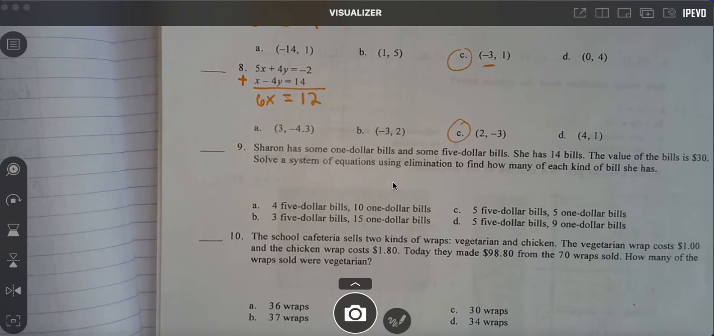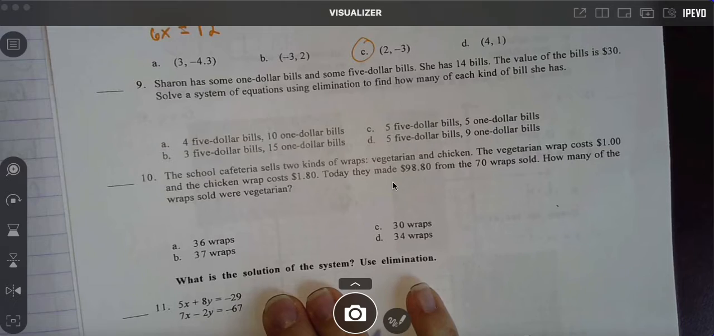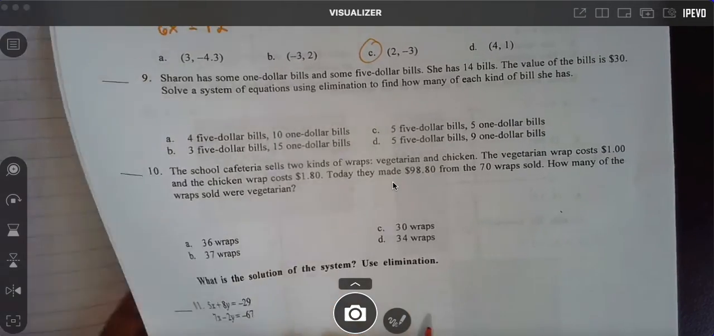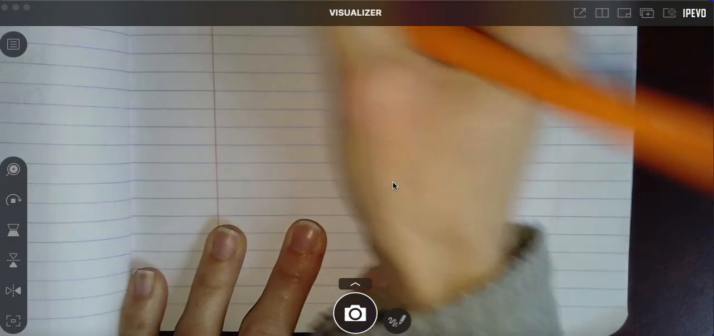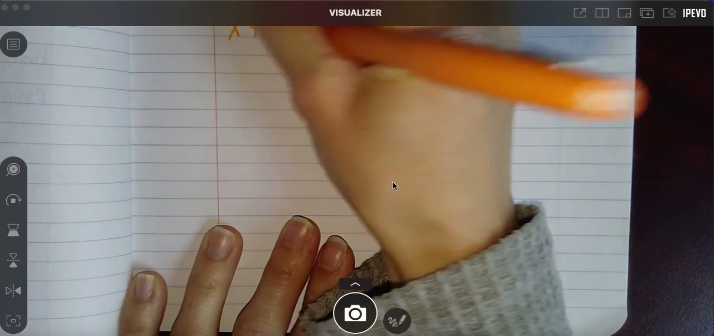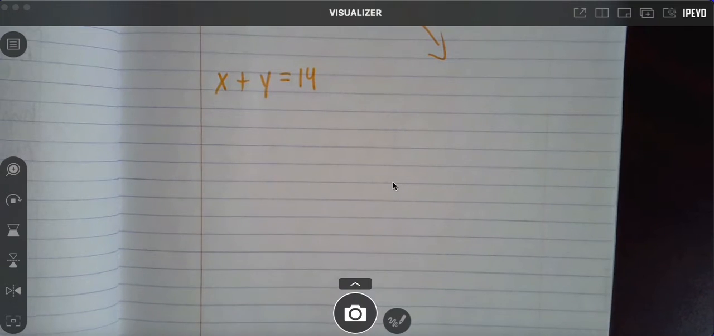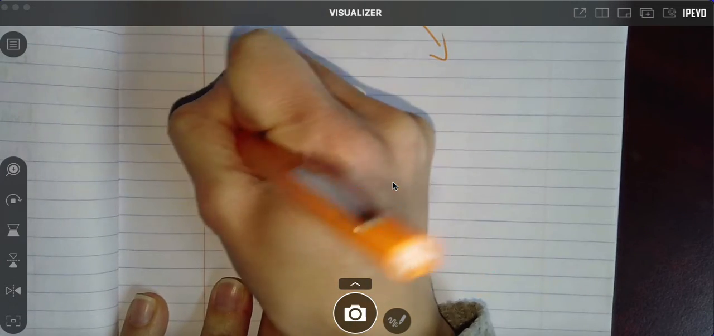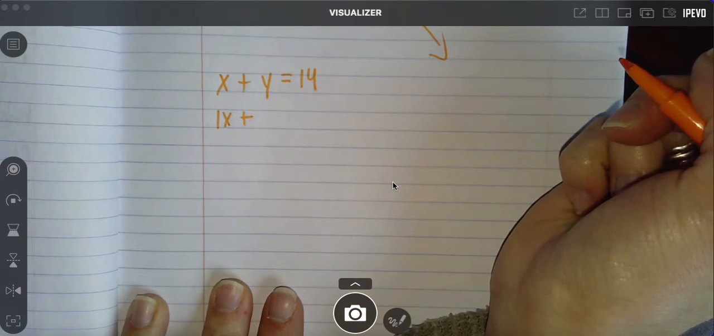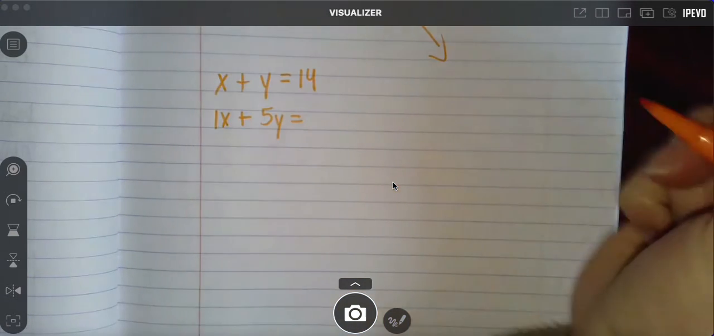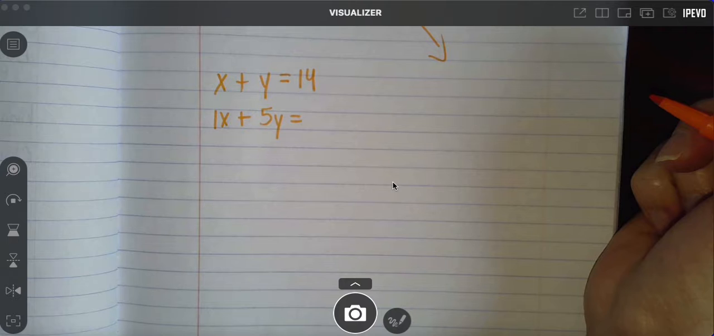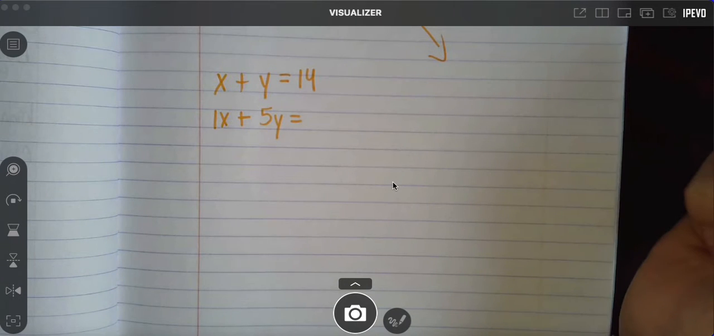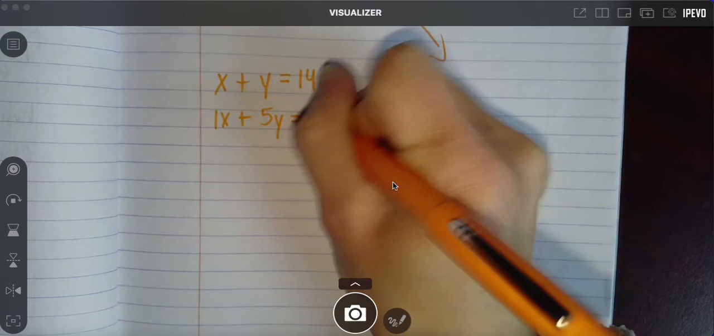Okay. All right. Sharon has some $1 bills and $5 bills. She has 14 bills. So I'm going to write that first. So she has $1 bills and $5 bills. It's a total of 14. Okay? I'm going to call those x's and y's. They total up to 14 of them. Now let's talk about their worth. A $1 bill, I'm going to call it 1x. What am I going to call a $5 bill? 5y. Because I'm talking about how much they're worth. And what is it equal to? It's not 14, but we're talking worth. It's worth $30. Okay? Does that make sense?